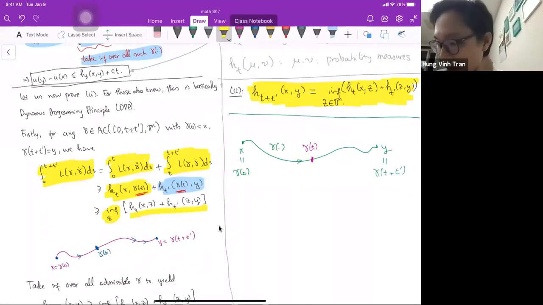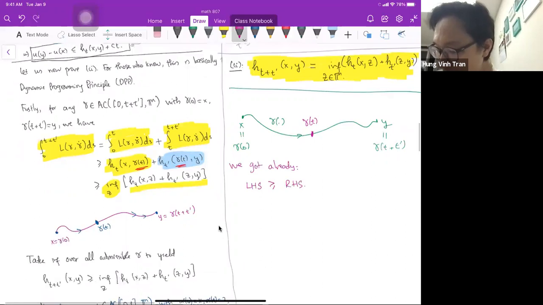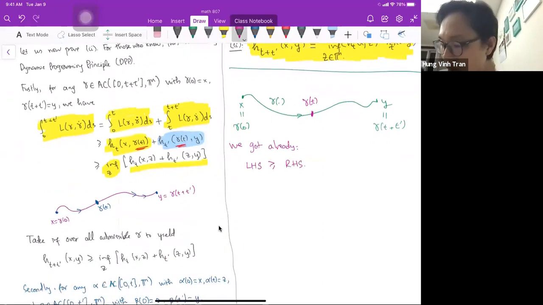So we got already, by the first part, that the left hand side is greater than or equal to the right hand side, because I can take the infimum over all possible values to get that. So the left hand side is greater than or equal to the right hand side.